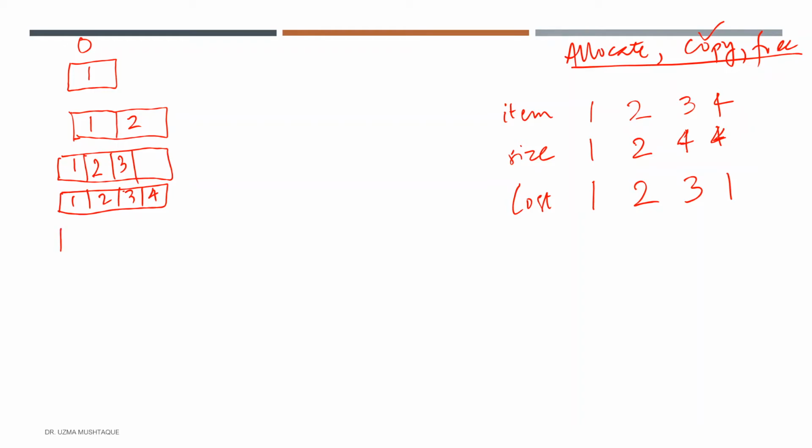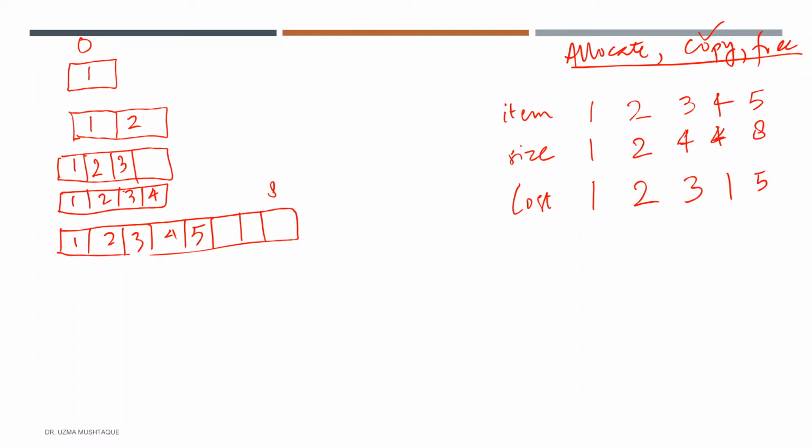Now when I add the fifth element, this has to double in size. So 1, 2, 3, 4, and size 8, 5, 6, 7, and 8, right? So this should be size 8. So what happened here when I added the fifth element? The size of the array is 8. The cost is going to be 5 because I have to copy all these 5 elements to this new array, which is size 8, right? And so on. Now what happens when I add the sixth element?